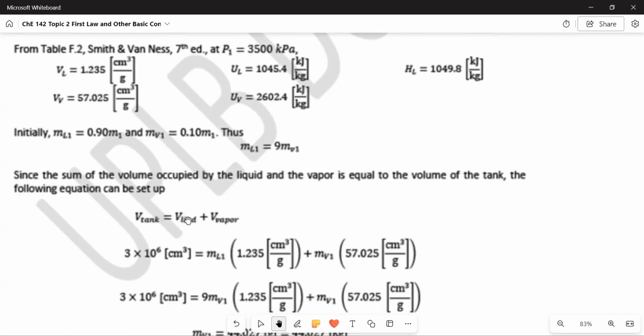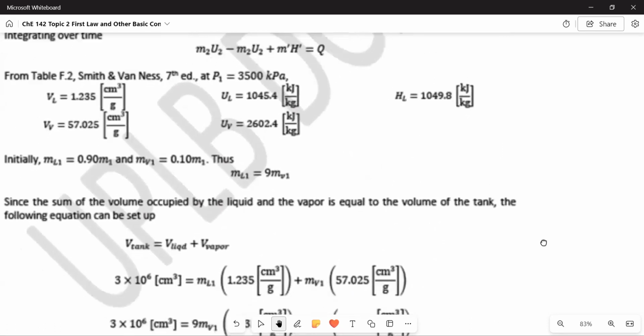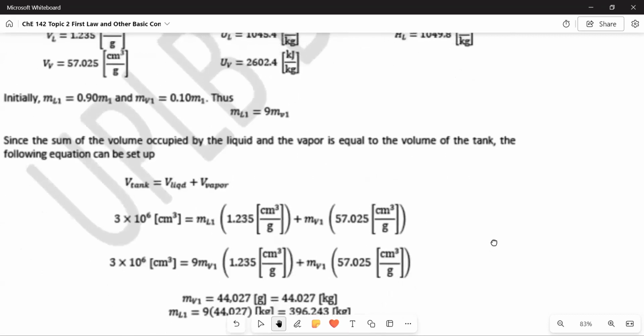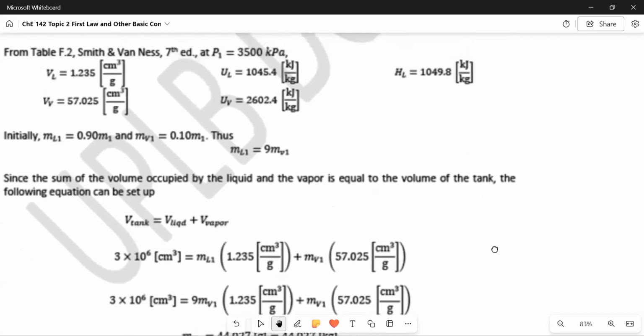So how do we get the total volume of the liquid? We simply multiply the mass of the liquid with the specific volume of the liquid. Okay. So ML sub 1 times the specific volume of the liquid from steam table, plus for the volume of the vapor, it's the mass of the vapor multiplied by the specific volume of the vapor. Okay, so I hope you got that. So this is for the initial state.